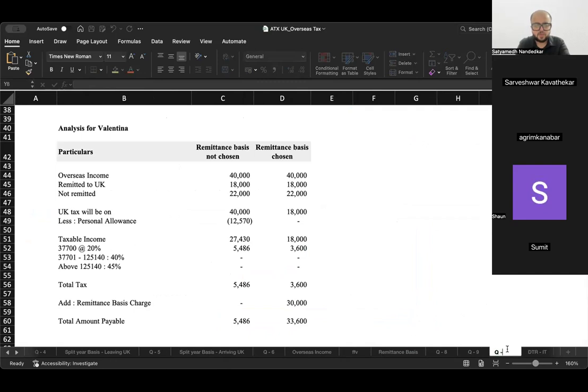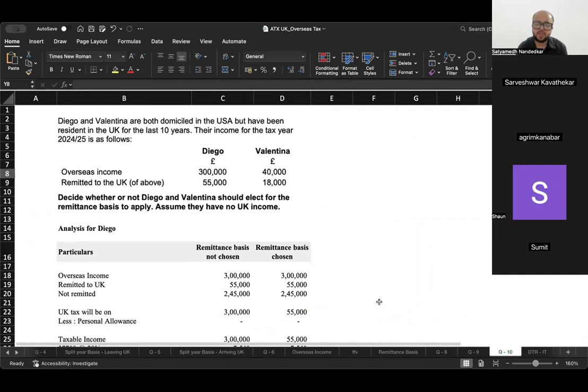And okay, let's do this one question where you have to make a decision on whether to choose the remittance basis or not. Diego and Valentina are both domiciled in the USA but have been resident in the UK for the last 10 years. Their income for the tax year 24-25 is as follows. Okay, Diego's overseas income is 3 lakh, Valentina's overseas income is 40,000. Remitted to the UK, Diego remitted 55,000, Valentina remitted 18,000.